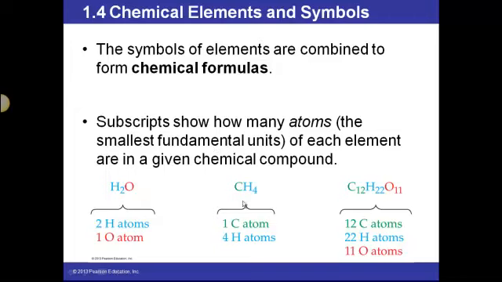So if we have a molecule of methane, methane is CH4. That's going to contain one atom of carbon. So if the subscript is not shown, it indicates that it is a 1. And hydrogen, there's 4 of these guys. So there's 1 atom of carbon and 4 atoms of hydrogen. In this compound here of C12H22O11, 12 atoms of carbon, 22 atoms of hydrogen, and 11 atoms of oxygen are going to be present.